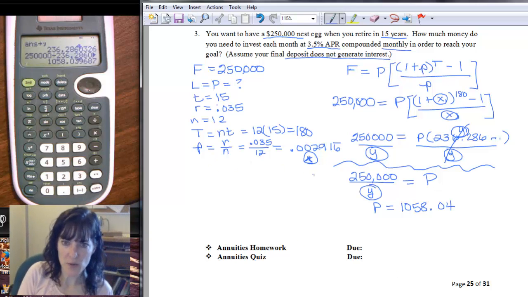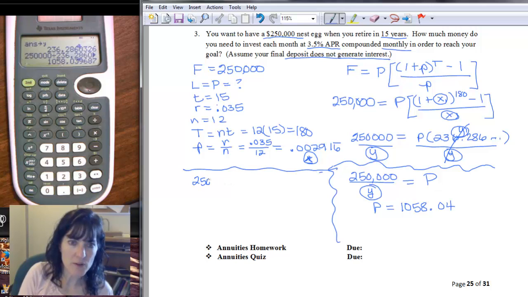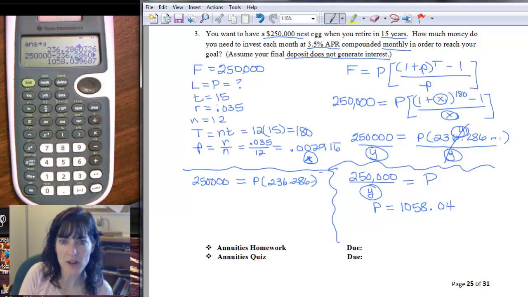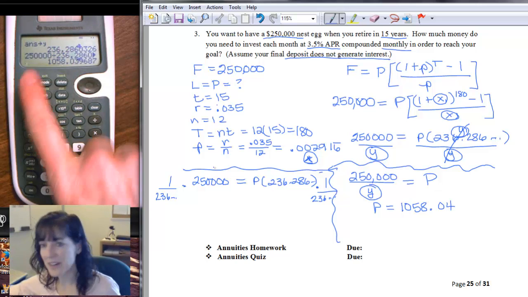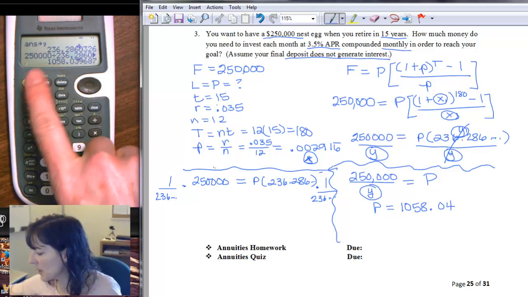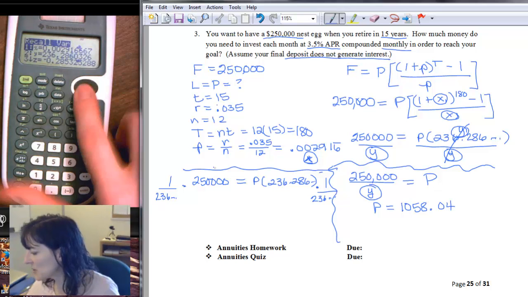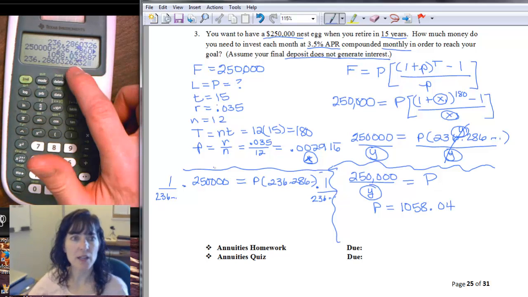My other method is going to look like this. So when I am at this point, 250,000 equals P times the 236.286, etc. Then I can think about multiplying both sides by 1 over the 236, etc. Okay, and to do that, I need to get that 236 back on my calculator, so I'm kind of cheating a little bit because normally it would have just been sitting right there, but I'm just going to recall that one more time because I know I stored it. So there's that value I had, and it's sitting on my calculator.